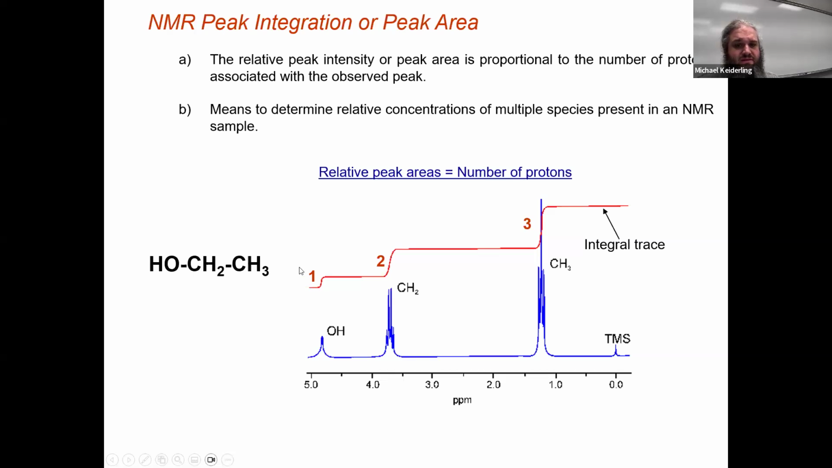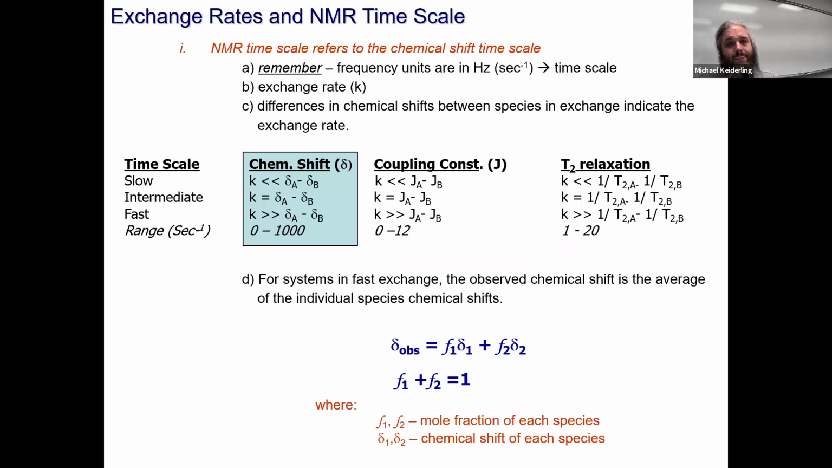The other thing you could do is integrate the peaks. The relative peak intensity or peak area is proportional to the number of protons associated with the observed peak. So if you integrate over each peak, this is going to be roughly the number of protons associated. So this has 1 proton, this peak has 2. It's going to be twice the area of the first one. This one is 3. It's going to be 3 times the area of the first one. And you can use this to determine relative concentrations of multiple species present in an NMR sample.